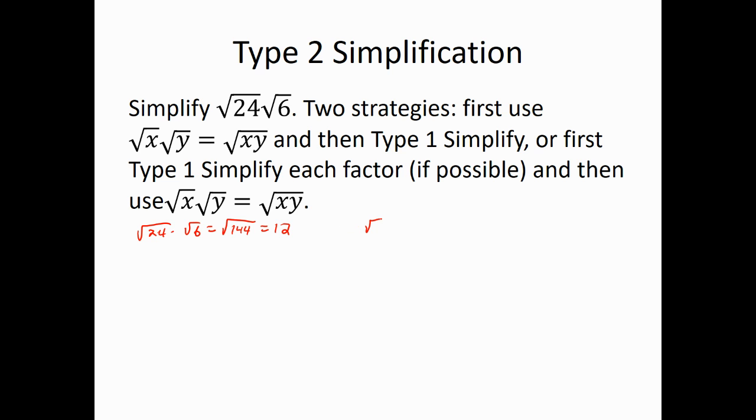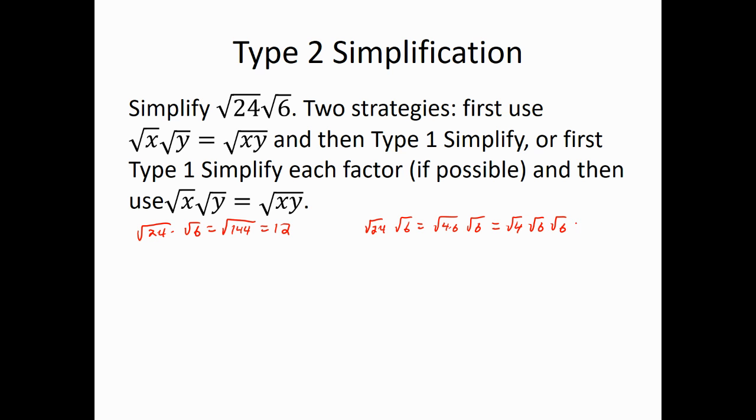So the other strategy would be root 24 times root 6. And then let's look for perfect square factors in each of the two that we find there. Okay, well, let's see. 24, perfect square factor. Ooh, there's a 4 in there, right? So we can write that as root 4 times 6, and then we've still got the second root 6. And the root 4 times 6 becomes root 4 times root 6, and we still have that second root 6.